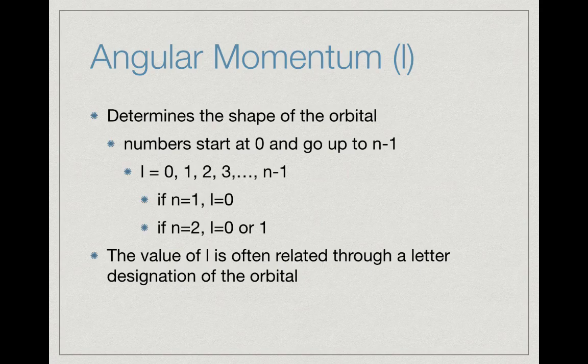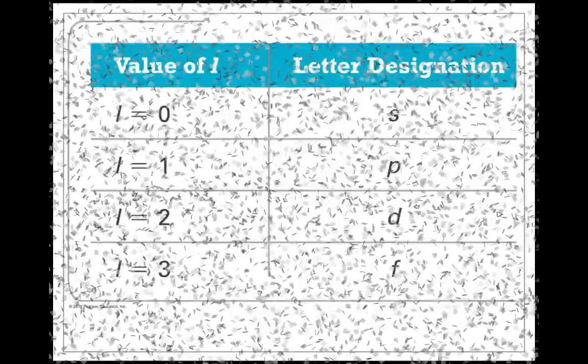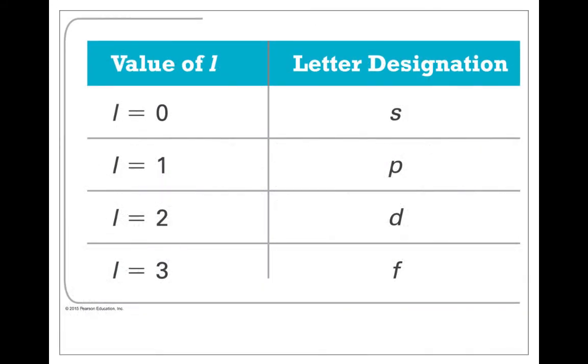Now the value of L is often related through a letter designation of the orbital, and this goes back to some of the early spectroscopic designations of where electrons were. If we have an L of 0, we call that an s orbital. If we have an L of 1, that's a p orbital. If we have an L of 2, that's a d orbital. If we have an L of 3, that's an f orbital. We don't do much with the f orbitals, but we do an awful lot with the s, p's, and d's.